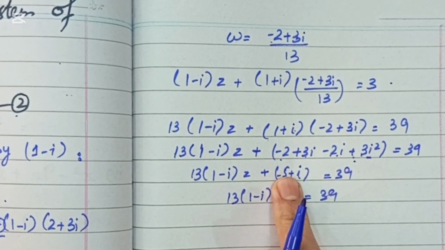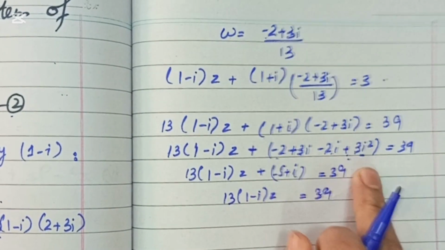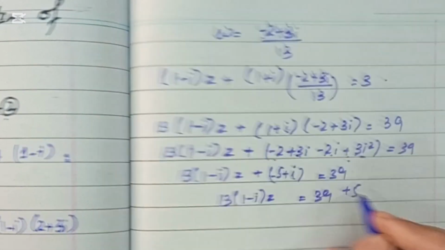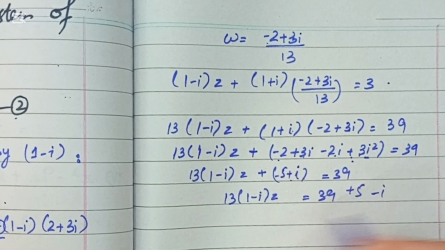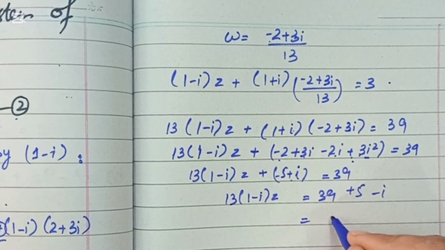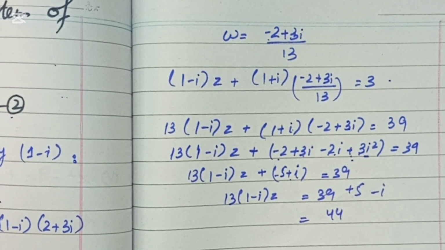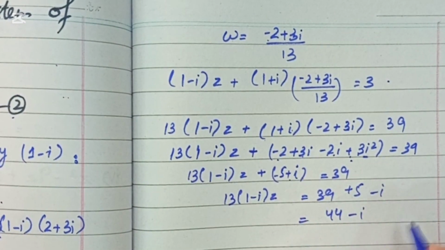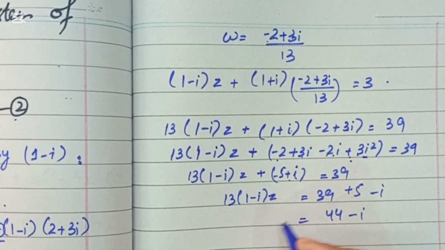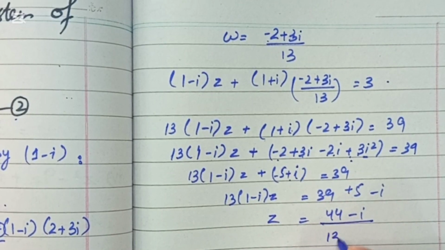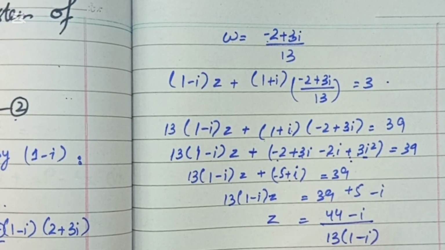Now we'll take these two terms to this side. Minus 5 will be changed into plus 5, and plus iota will be changed into minus iota. 39 plus 5 is 44, and this is 44 minus iota. These two terms will be shifted to the other side. 13 into 1 minus iota.